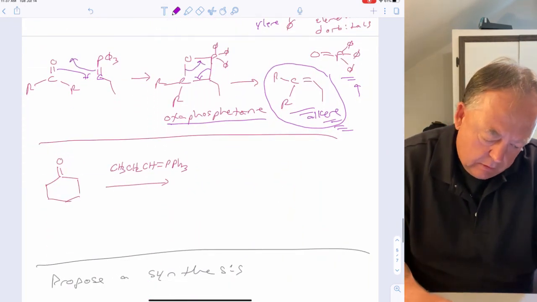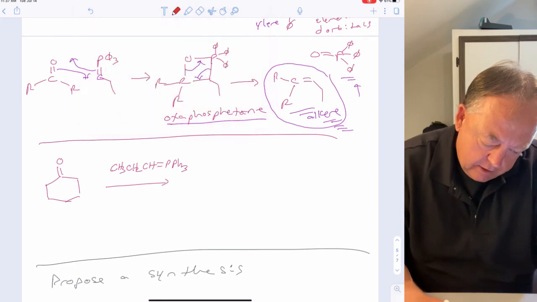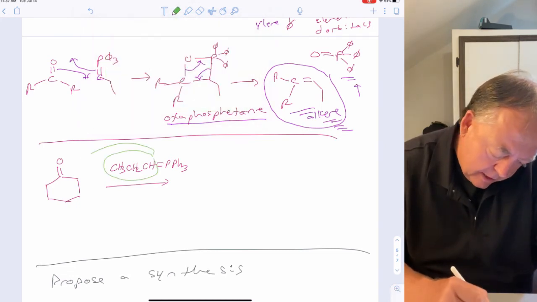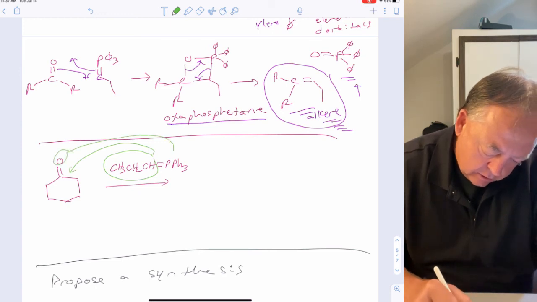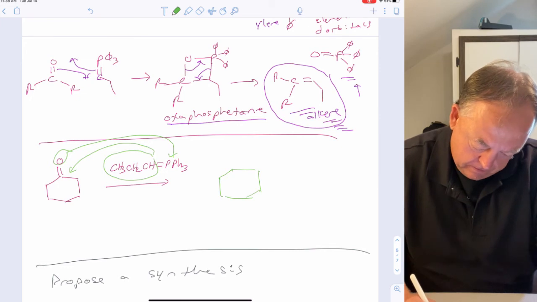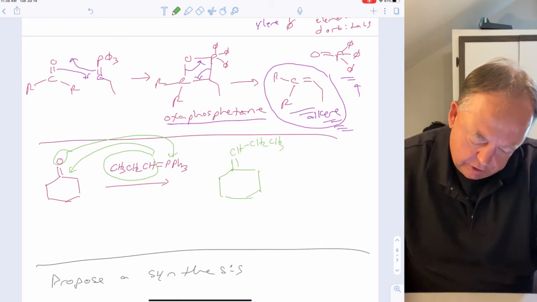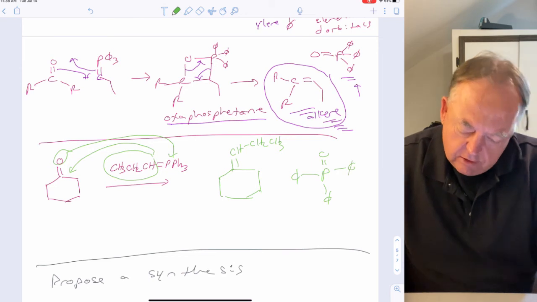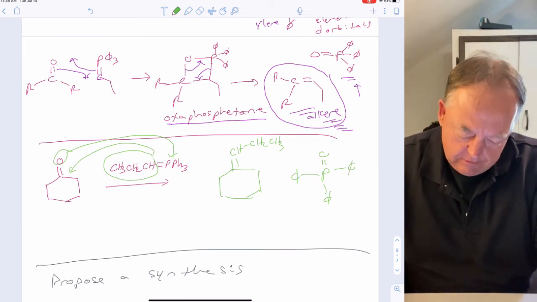So whatever is double bonded to phosphorus, we're going to take this and we're going to double bond it here instead, and oxygen is going to go to the phosphorus. So you would make that, and you would make triphenylphosphine oxide side product.